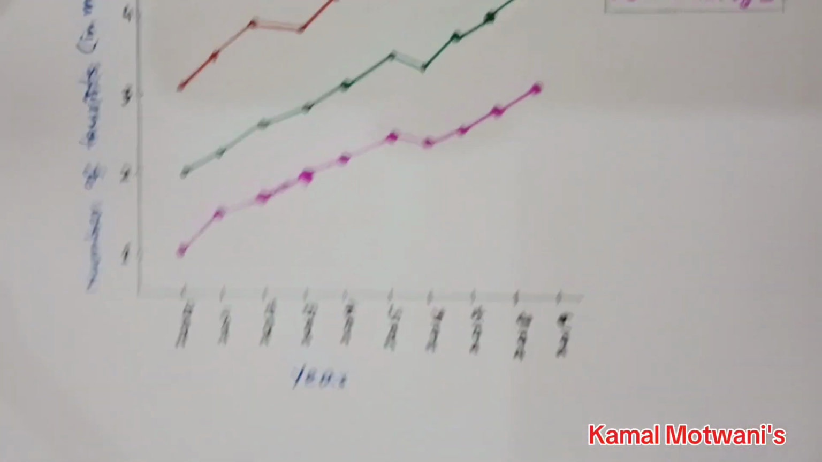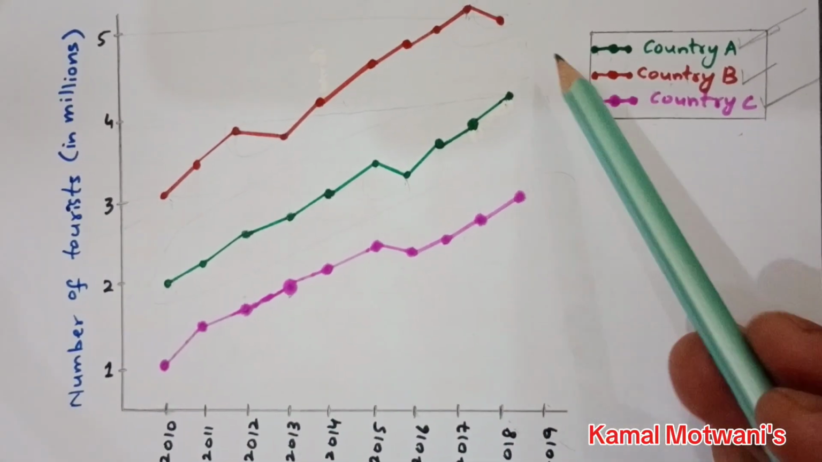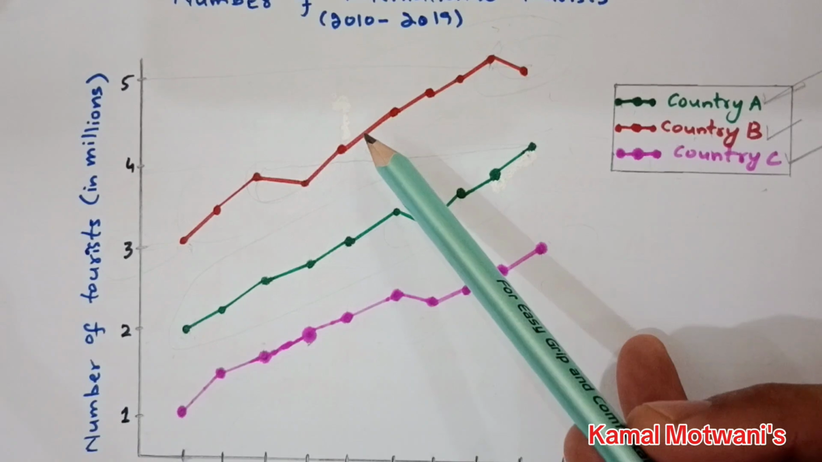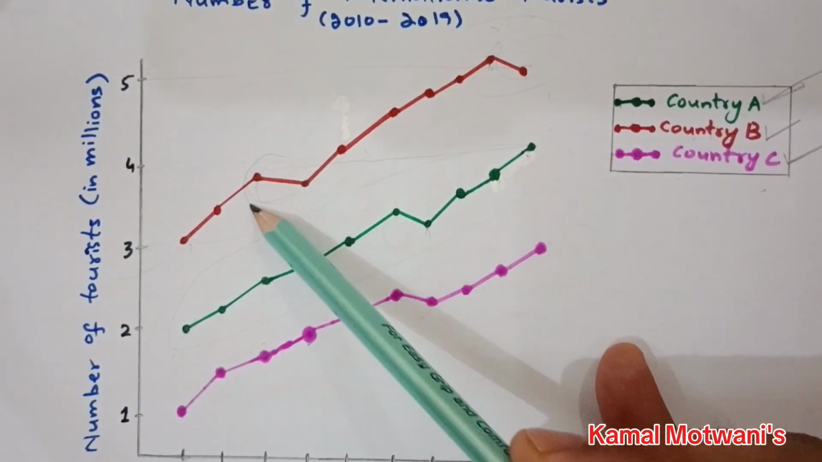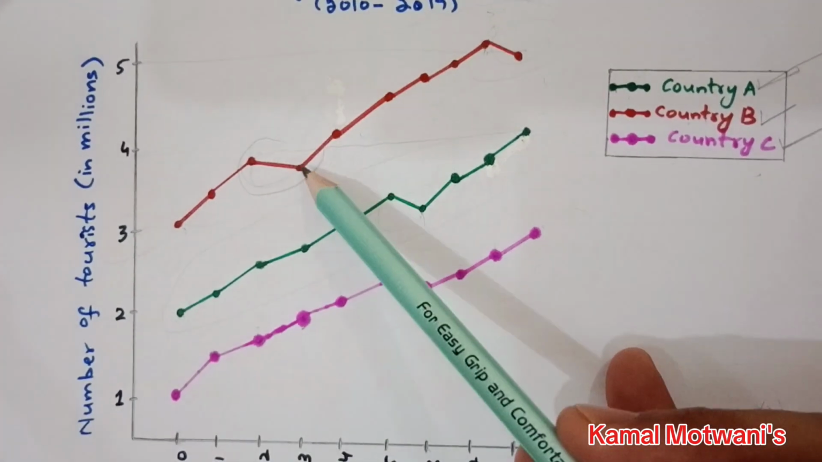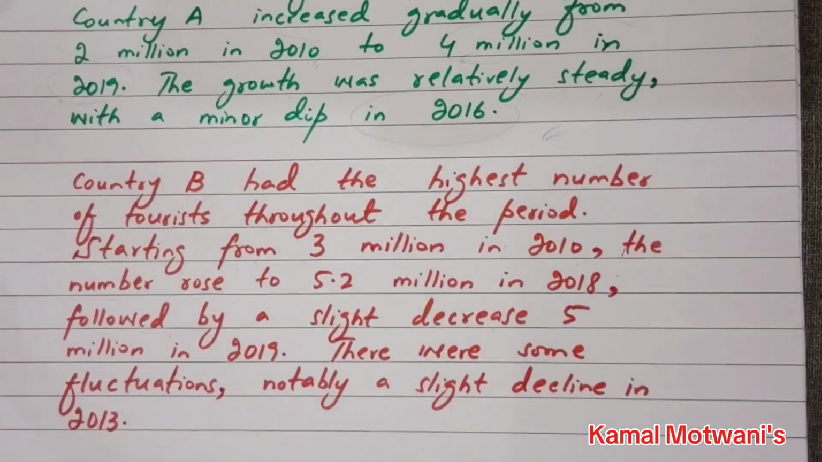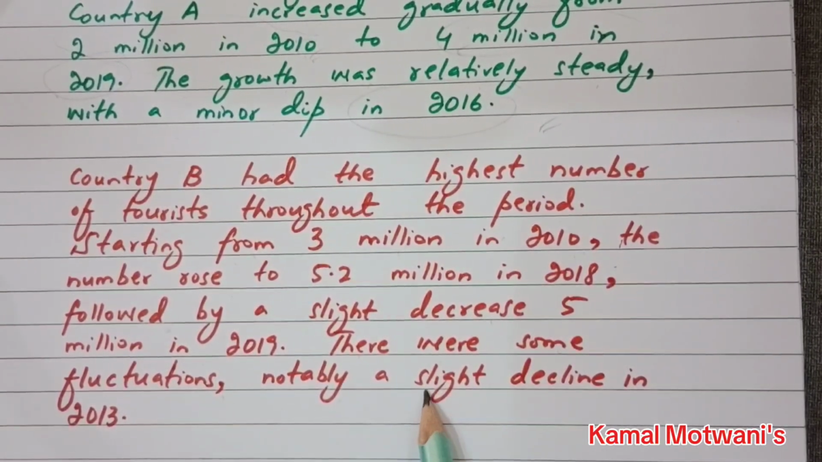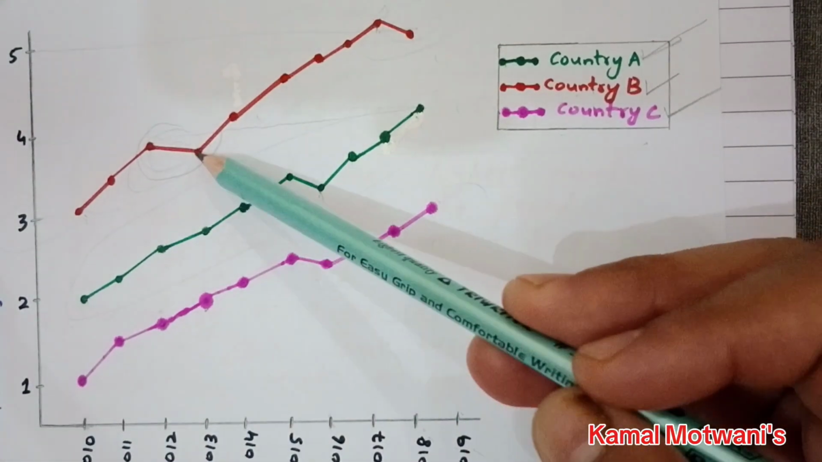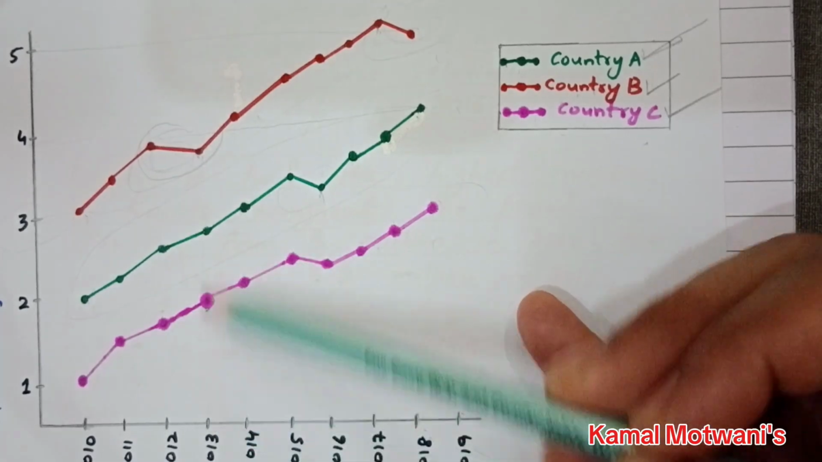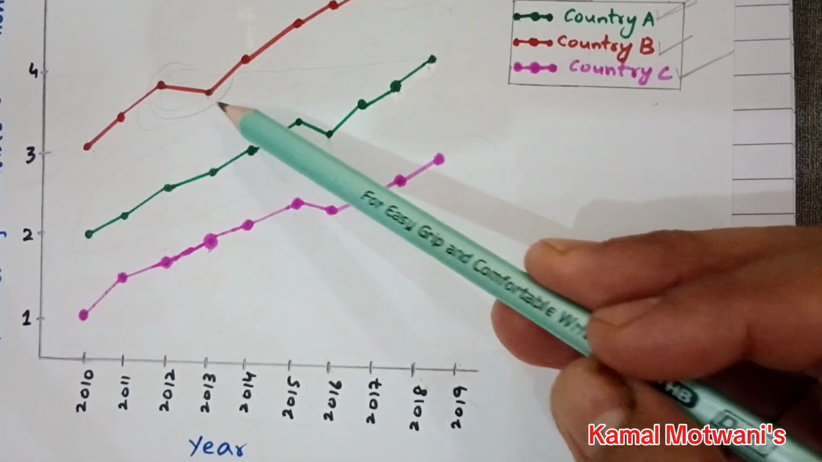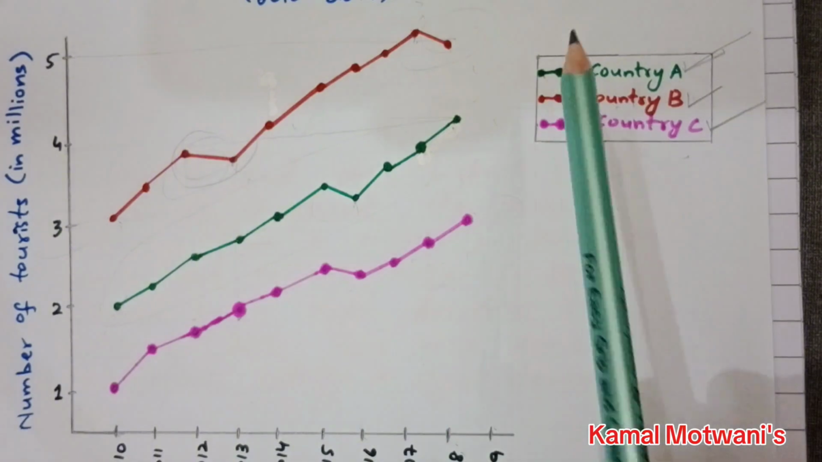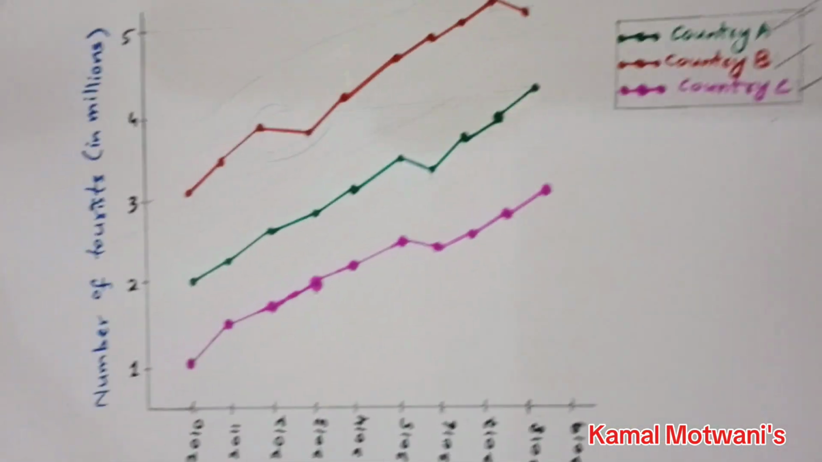Then another fluctuation, we should also mention it in this paragraph. We should also write this fluctuation in the paragraph as well. Let's see, I have also written this fluctuation. Okay, there were some fluctuations, notably a slight decline in 2013. So this is 2013. This is a slight decline that I have written. That's how I have interpreted this information in a paragraph format.